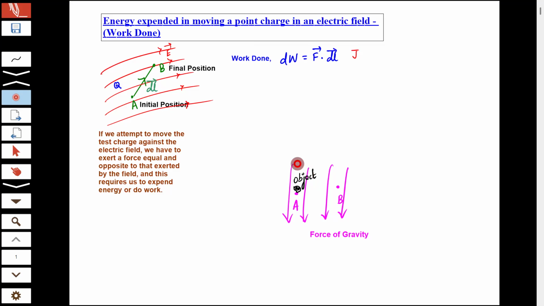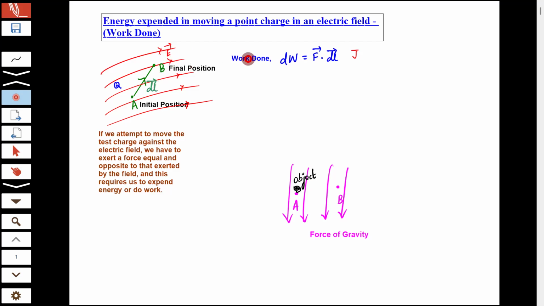We can take this analogy to this charged particle, where this charged particle is already present in the force of an electric field E. Here, this force of gravity can be taken as an analogy to this force of the electric field which is already existing in this region. Now, if I try to move this object from point A to point B, I'll be giving a force which is equal and opposite to this force of gravity, and then this can be moved through a displacement dl. In a similar way, if I consider this charged particle Q has to be moved from one point to another point against the force which is exerted by this electric field E.